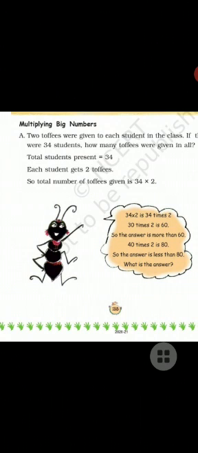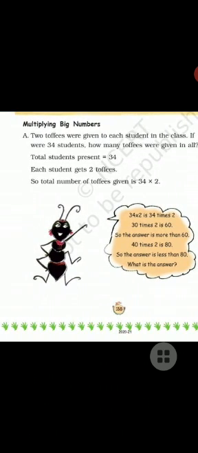Now, to start with the topic, multiplying big numbers. In your book, Math Magic, at page 135: 2 toffees were given to each student in the class. If there were 34 students, how many toffees were given in all? Total students present are 34. Each student gets 2 toffees. So the total number of toffees given is 34 times 2, isn't it? 34 times 2. How will we manage it? How will we multiply it now?